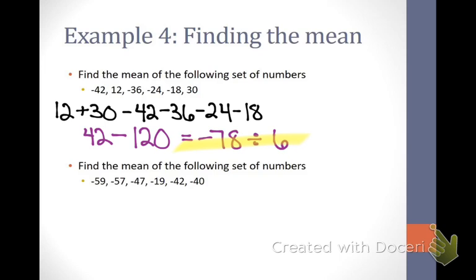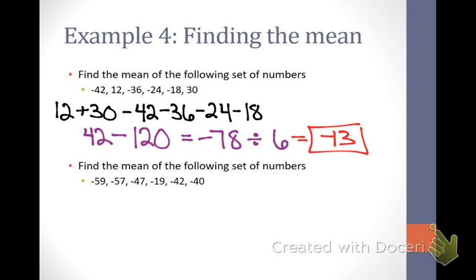How many negatives do you see? 1 negative. You are not looking at the original set of numbers to determine the sign of your answer. You are looking here where you're doing the division. How many negatives do you have? 1 negative, so your answer will be negative 13. Negative 13. Do you see the difference?